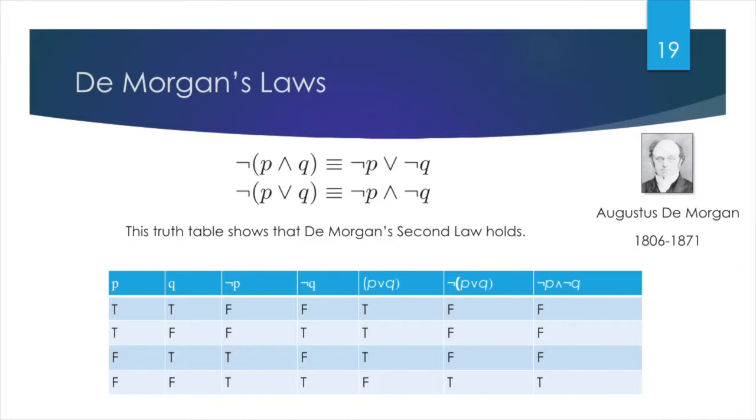False and false is? False. False and true is false. True and false is false. True and true is true. Now, look to that truth table and look to the last columns. You will find that the truth values for both columns do match. So we can simply say now that, based on the truth table here, we can conclude that not (P or Q) is logically equivalent to not P and not Q.